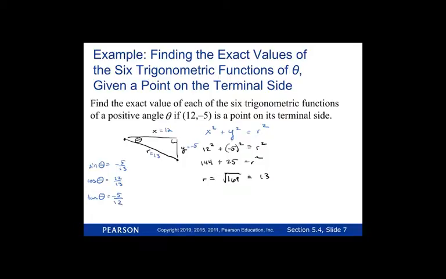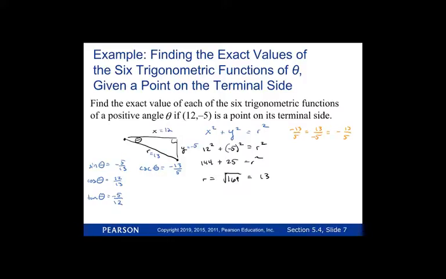What's the reciprocal of sine? Cosecant theta. What's that going to be? 13 over negative 5. What's the reciprocal? How come it's negative 13? Okay, so negative 13 over 5 is actually the same as 13 over negative 5, which is the same as negative 13 over 5. These all mean the exact same thing.